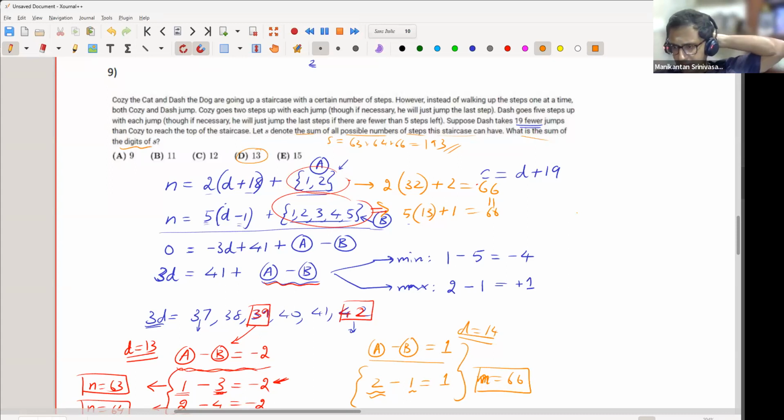Avinash, you're with me? Yes, sir. So you have to do 63 plus 64 plus 66, and then you have to do the sum of the digits of that sum number.